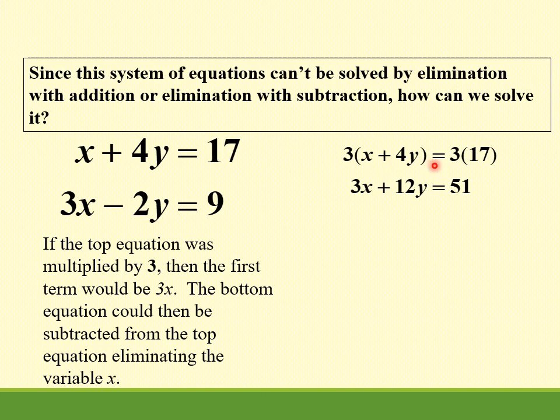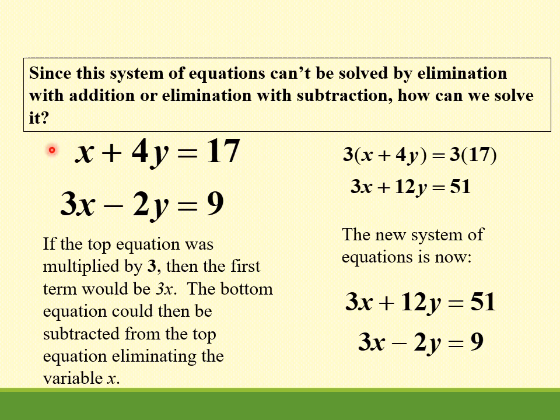Here you have 3 into (x plus 4y) is equal to 3 into 17. The bracket means multiplication, so these 3 can be multiplied with everything that is inside the bracket. We take this 3 multiplied by x, which gives us 3x. 3 multiplied by 4y gives us 12y. And then 3 times 17 gives us 51. So it is this 3 that we multiply with all of this to get this new equation. Now what do we do?